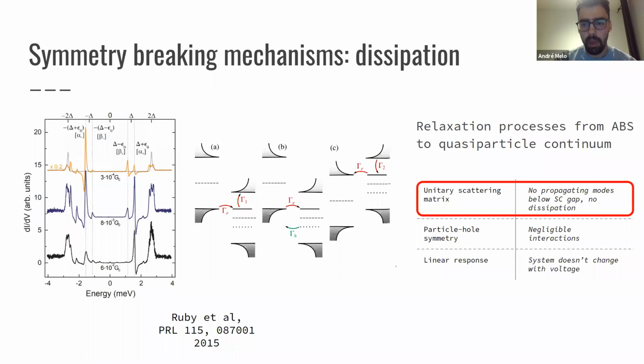There's another interesting paper. This one is looking at STM experiments, Shiba states, I think, if I recall correctly. And there they look at basically tunneling from, or relaxation from, Andreev bound states into the quasiparticle continuum. And they also find that this can cause particle hole asymmetry in conductance.